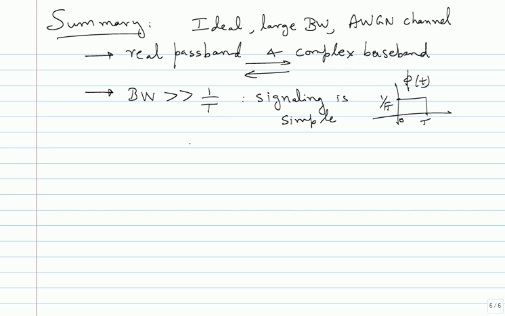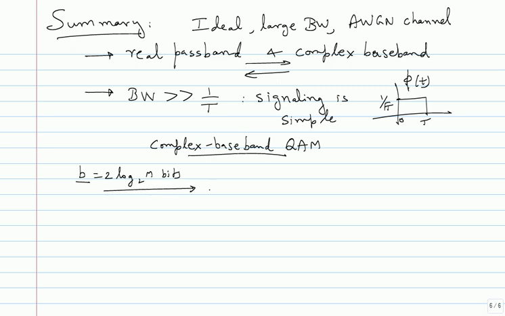Signaling was simple, and I want to write down how that signaling worked out. So this is how this complex baseband QAM worked out for us. We started with B, which was 2 times log M base 2 bits. What is the first step? The way we picture it, you take the bits and then pick a point from my constellation. So it gives me this A plus jB, which is a point in the constellation. Then you multiply this A plus jB by this basis to get my complex baseband signal.